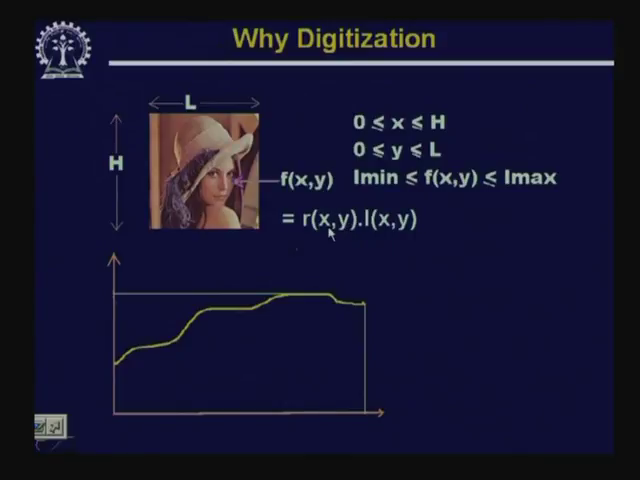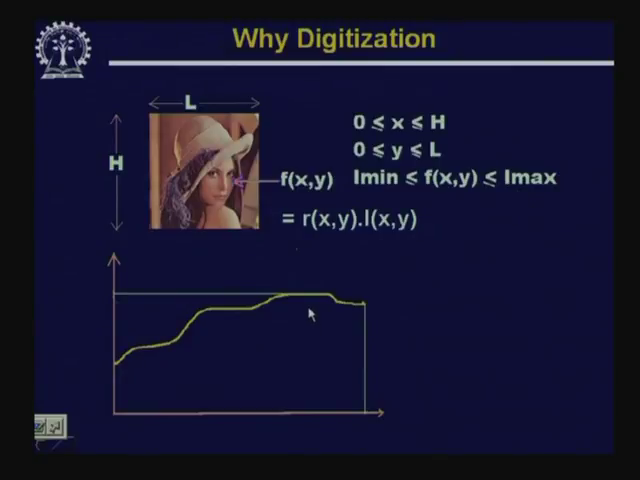Theoretically, r(x, y) can vary from 0 to 1, and i(x, y) can vary from 0 to infinity. So, a point f(x, y) in the image can have a value anything between 0 and infinity, but practically the intensity at a particular point, given by (x, y), varies from a certain minimum, I min, to a certain maximum, I max. So, the intensity at this point will vary from a minimum intensity value to a certain maximum intensity value.